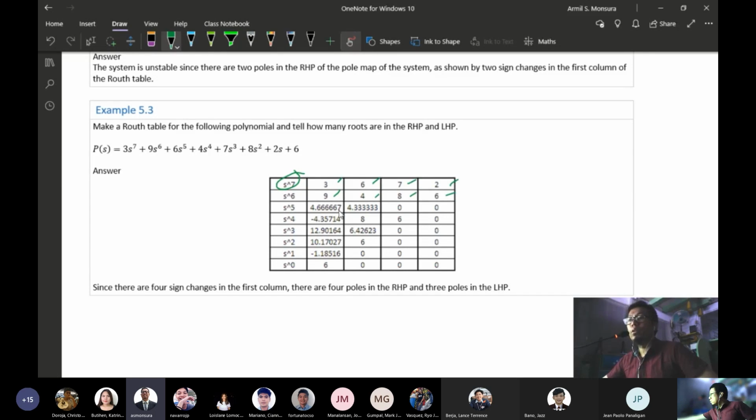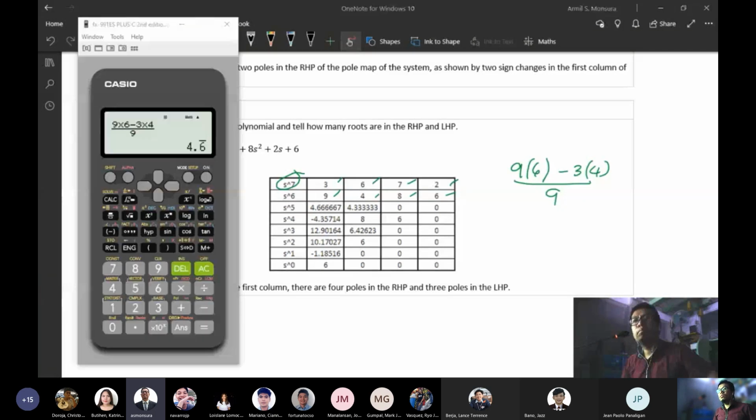Now, what would happen is that when we compute this, that should be 9 times 6 minus 3 times 4 divided by 9. Okay? So we have 14 over 3, or 4.6667. Okay. So actually, when there is a decimal, we have two choices.